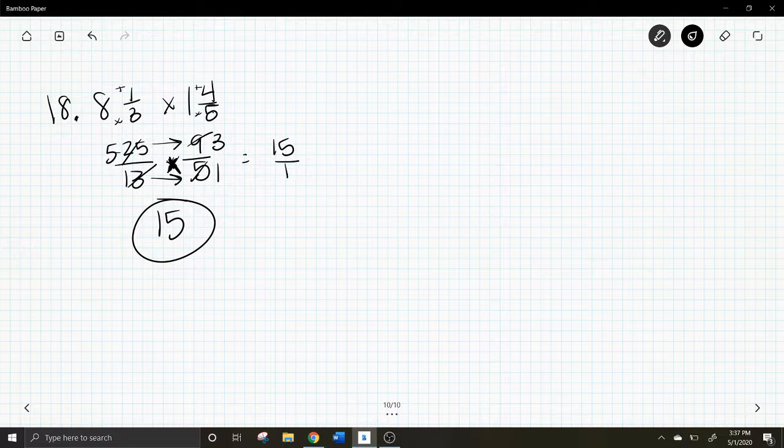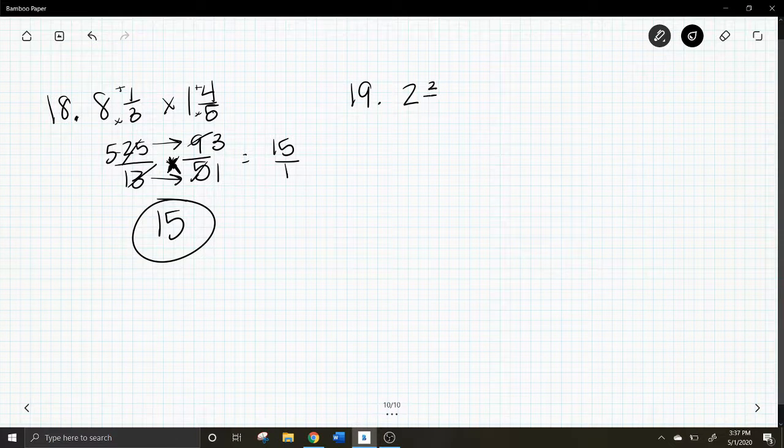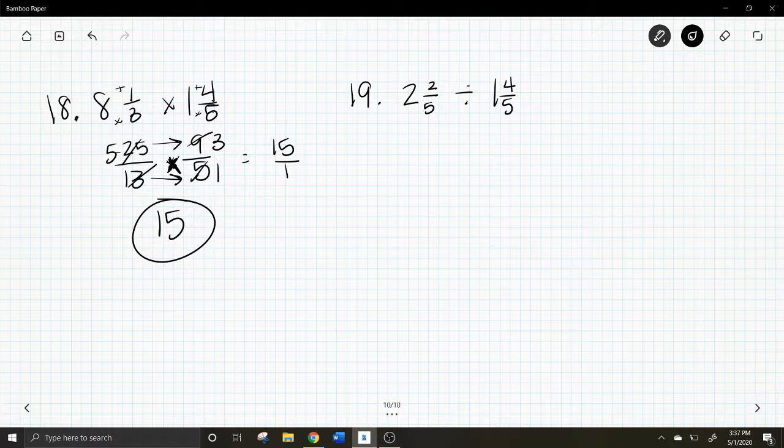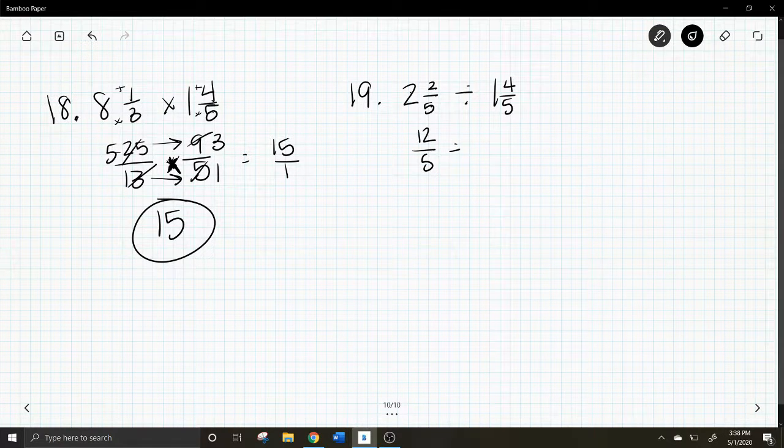All right, number 19. This one has an extra step because now we're doing division. So 2 and 2/5 divided by 1 and 4/5. So the first steps are the same. Change these to improper fractions. So 5 times 2 plus 2 is 12 over 5. And 5 times 1 plus 4 is 9, so it becomes 9 over 5.